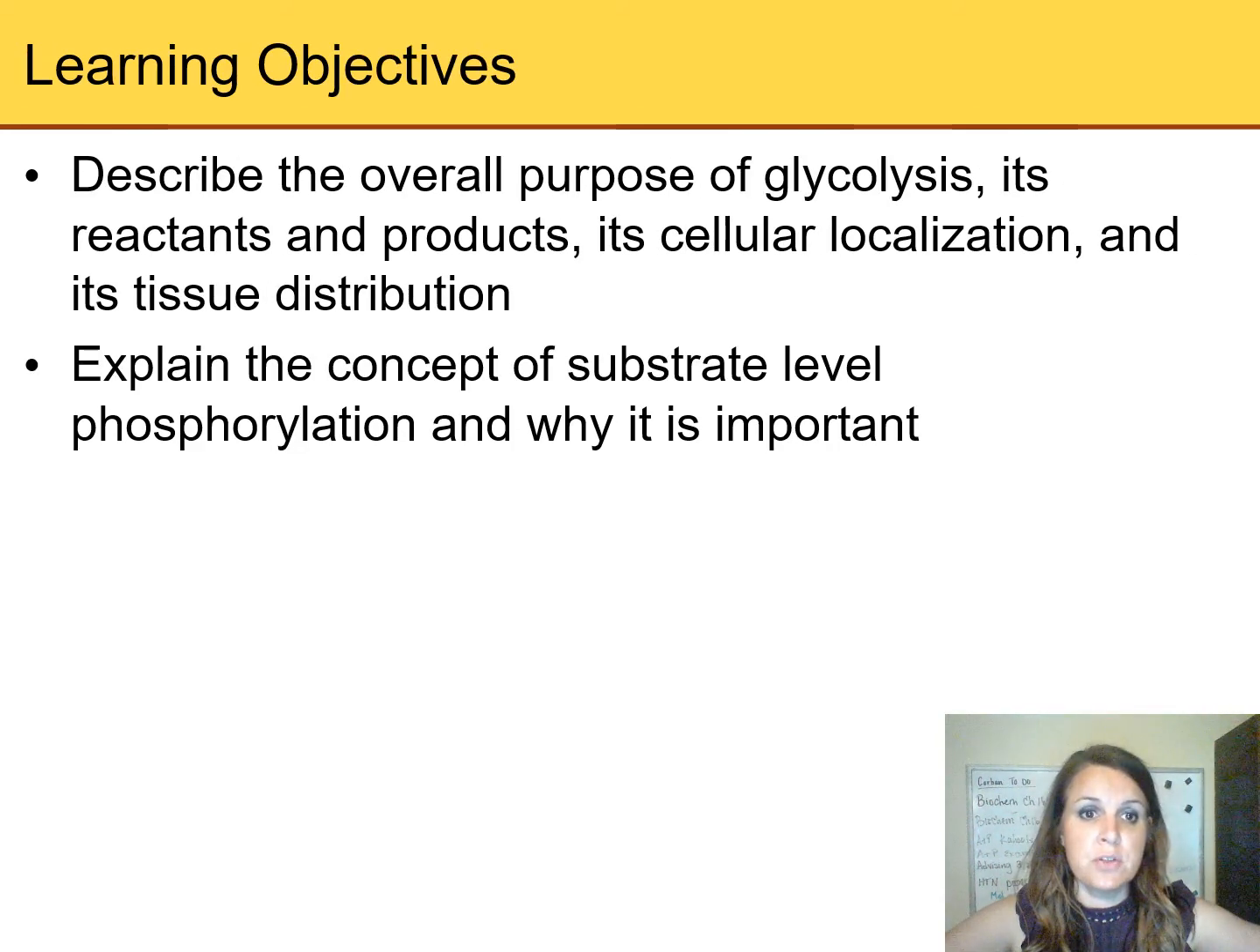Let's quickly review the learning objectives for this section and then go on to talk about homework. First, I want you to be able to describe the overall purpose of glycolysis, reactants, products, cellular localization, and tissue distribution. So what I want to know for reactants and products are the names of the reactants and products, the enzyme that catalyzes the reaction, and you need to start making note cards so you can identify the products. Obviously, I'm not going to have you draw them out because I can't online, but you are going to need to be able to identify the products and give me the name if you see a figure.